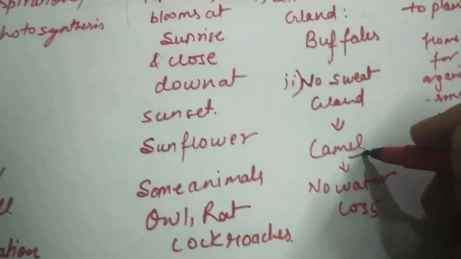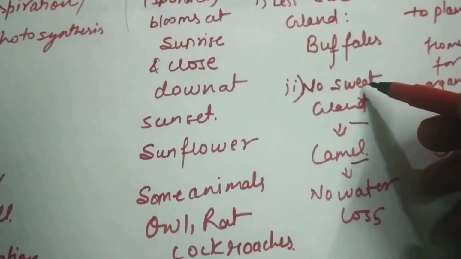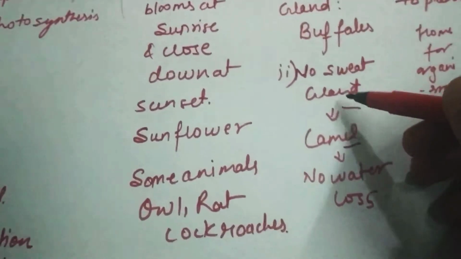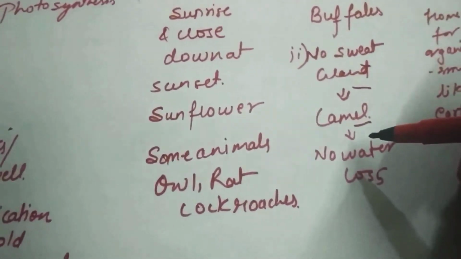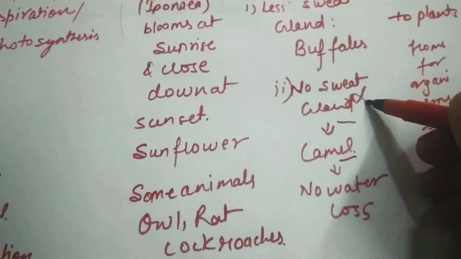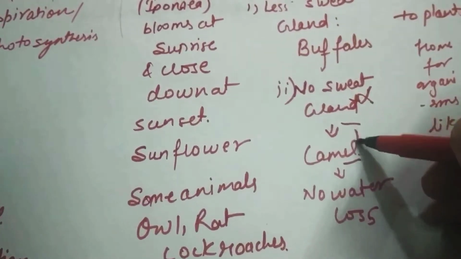And camel, there is no sweat gland. So what happens, a camel will be able to survive in that extreme heat because no water, no sweat gland. So what happens, no water loss.